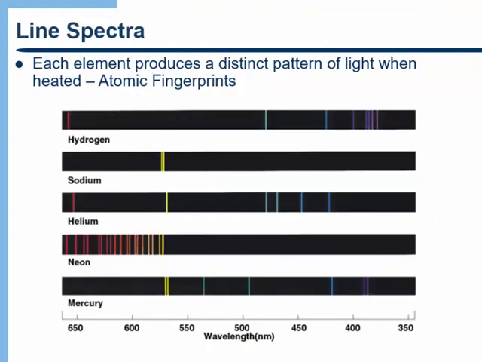Let's talk about the line spectra of atoms. This is ultimately what allows us to figure out what the universe is made of. If you take any element and heat it up in the form of a gas, that element will give off a unique pattern of light colors. This comes from electron transitions within the energy levels of the atoms.